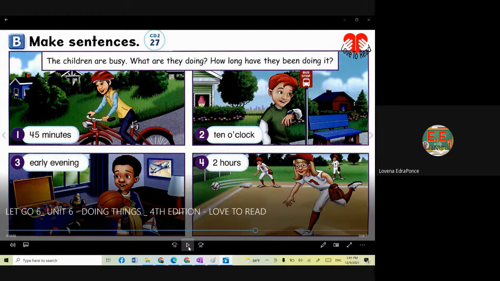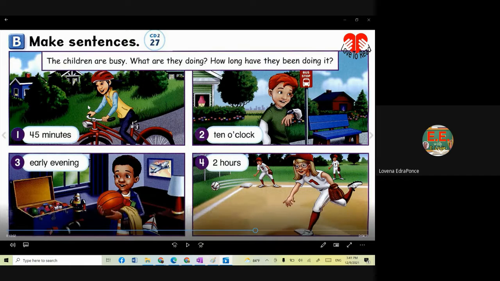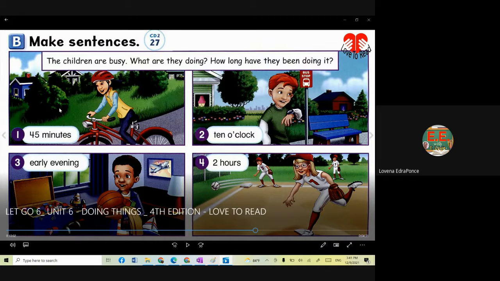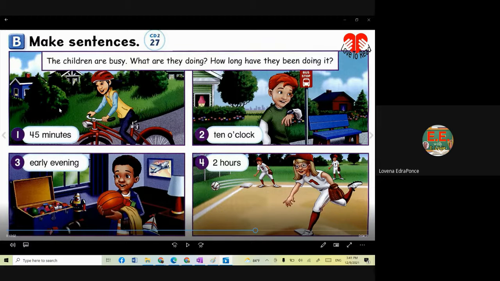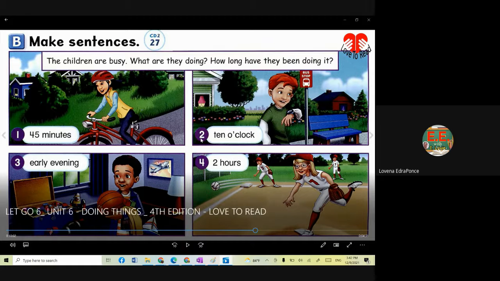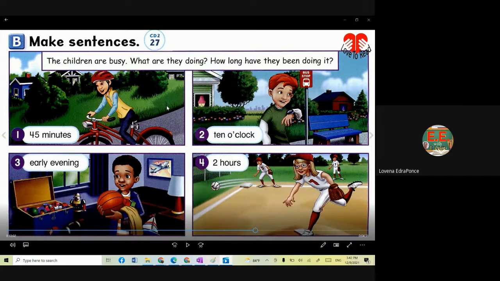All right. So in this picture, by looking at the information given, we would be able to know what we're going to use, either for or since. So for number 1, 45 minutes. 45 minutes tells us how many minutes. So we're going to use for. And for number 2, 10 o'clock. 10 o'clock tells us when the action started. So we're going to use since.